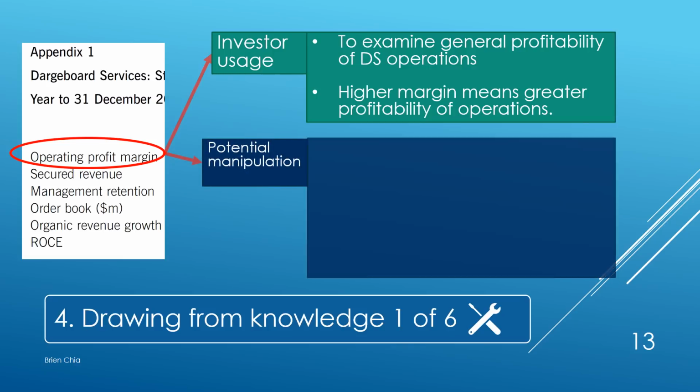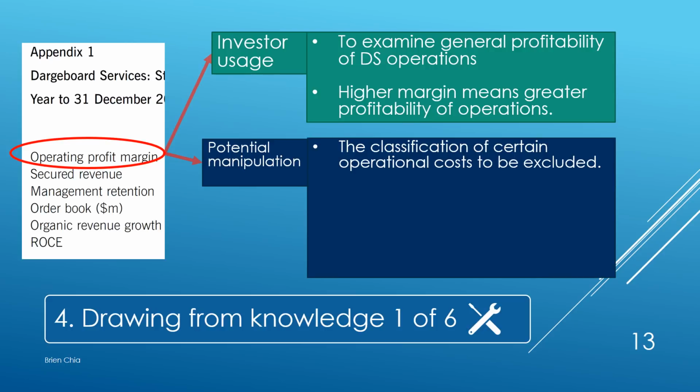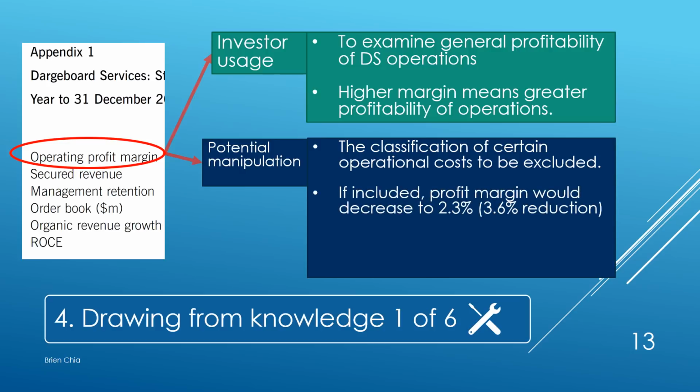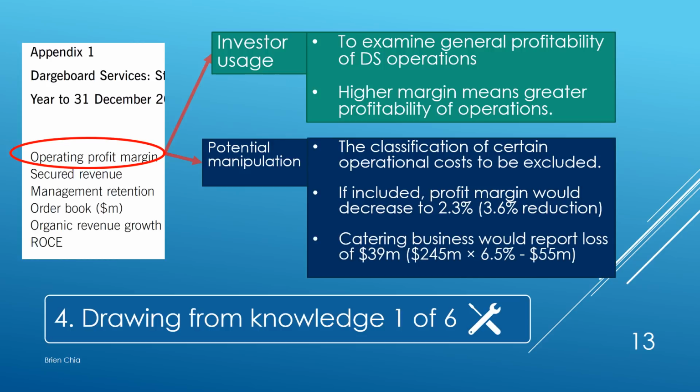The potential manipulation is here. The classification of certain operational costs is excluded. In this case, they have excluded some reorganizing costs of the catering department. If they had included it, the profit margin decreases to 2.3%, which is quite a lot. There's quite a lot of a decrease in the reported profit margin if they had included this cost. And third thing is that it's a material change in the nature of the reporting. The catering business from profit will now move to loss, and that's a big deal. So when we answer the question, we will want to talk about these things.